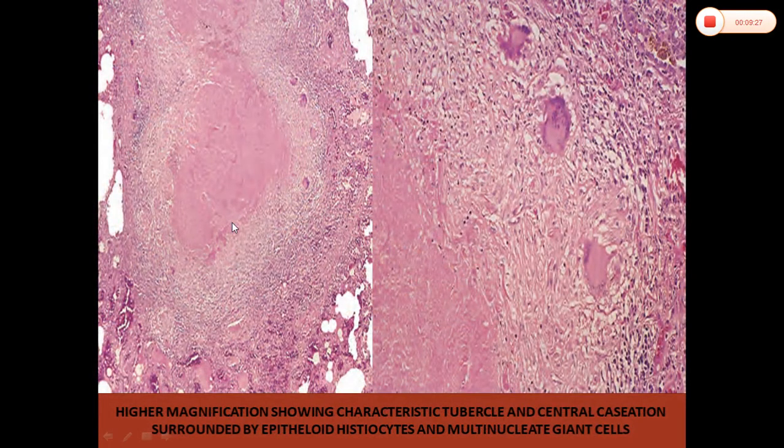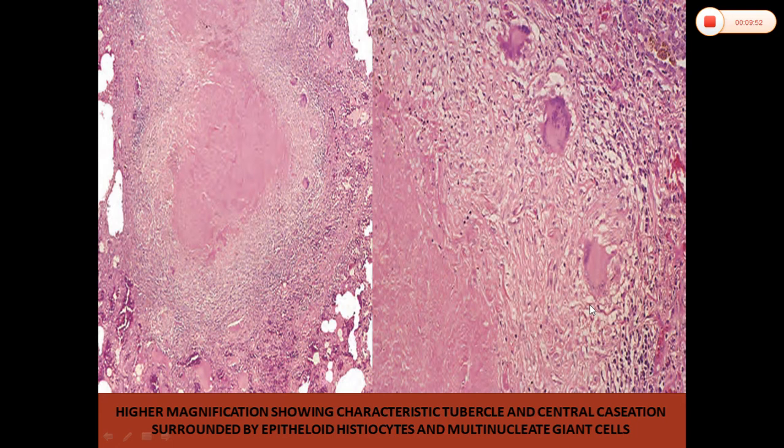And the microscope, in low power, is showing central necrosis, which is surrounded by multinucleated giant cells and epithelioid histiocytes. In the high power, we will see here central necrosis, which is surrounded by multinucleated giant cells, and here are all the epithelioid histiocytes, and recruitment of lymphocytes occurs.